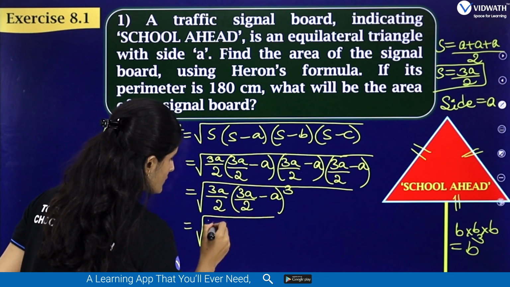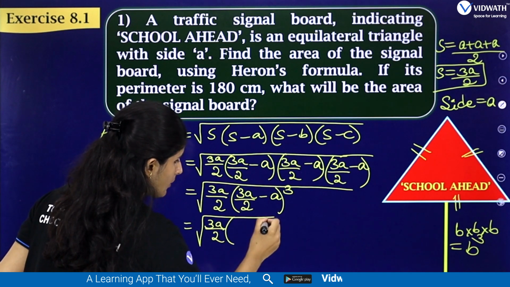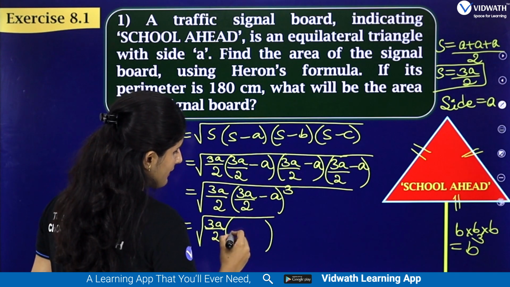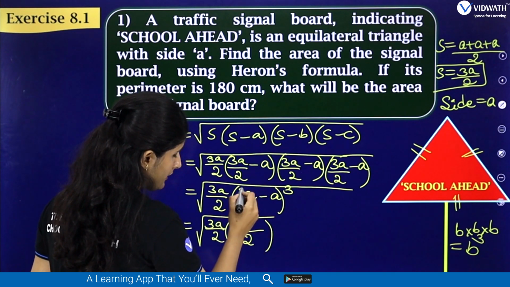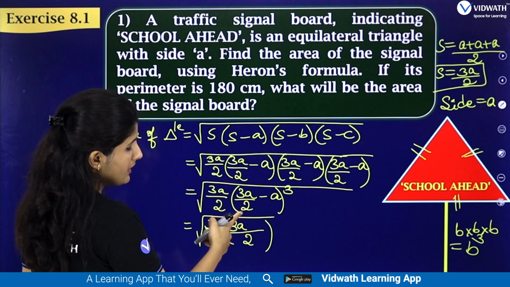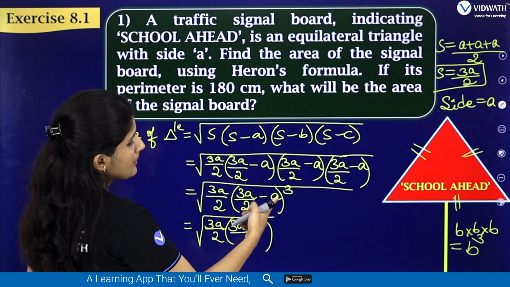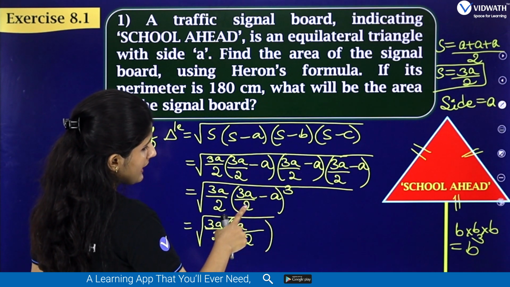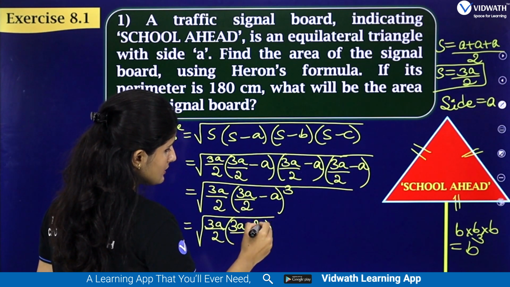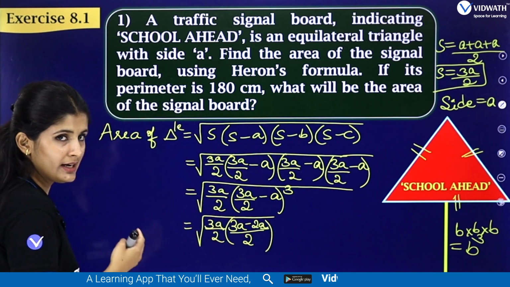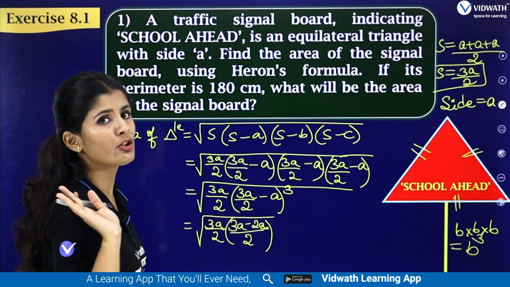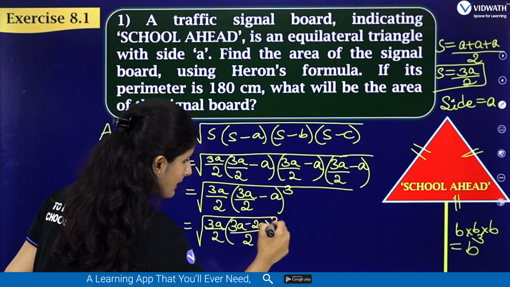So I get this as square root of 3A by 2, open brackets, we have 3A by 2 minus A. Now I will take 2 as the common denominator. The first numerator will remain as it is since it already has 2 in the denominator. Since the second term has a denominator as 1, in order to take its denominator also as 2, I am going to multiply 2 here. So I get minus 2A. I am sure you have all studied how to add or subtract fractions in your lower classes. I am simply making use of that concept. And we have the power as 3.